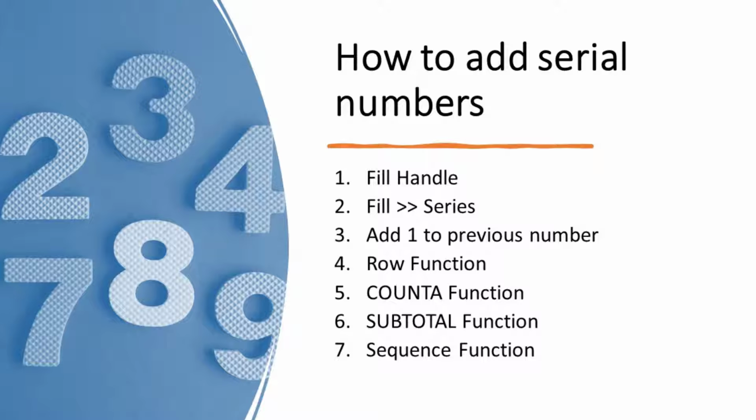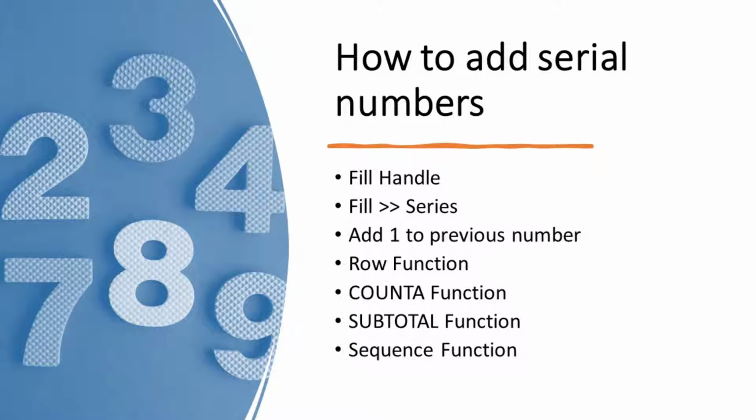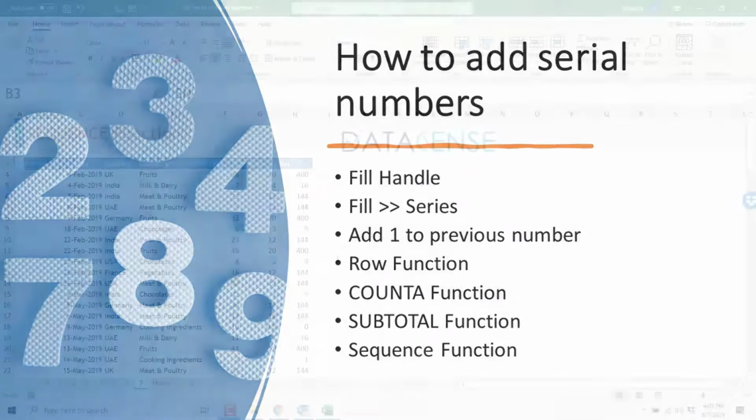Serial numbers are important because they give a sense of how big your dataset is. Second, they act as a unique identifier for each row in your data. So they are quite important, and in this video we will learn 7 different ways of adding serial numbers. Some of them are static in nature and some of them use formulas, which will help us to make them dynamic. So let us start.